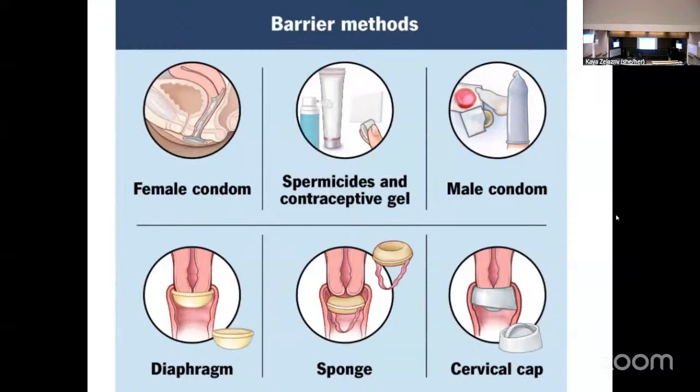Next up, we have some barrier methods. So for barrier methods, we're thinking about literally putting a barrier between the sperm coming through and the potential egg cell coming down. So we have condoms, both female and male condoms, that do that, basically catch the sperm. We have a variety of ways we can block the entrance to the cervix. So a diaphragm or a sponge or a cervical cap all close over that entrance to the cervix, and therefore any sperm deposited in the vagina can't make it through the uterus and into the uterine tube. And these are usually combined with spermicides and contraceptive gels that also kind of start to kill off the sperm along the way.